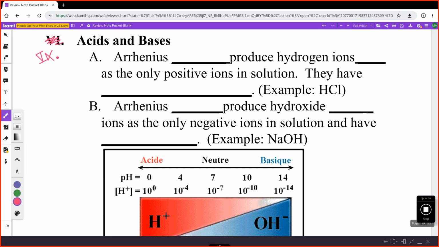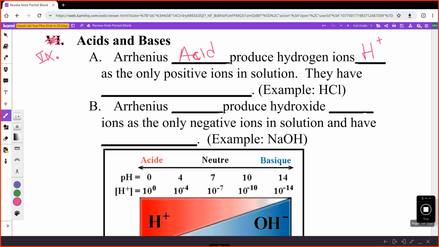So, let's do it. In acids and bases, there is a main theory that the Regents likes to use, and it's called the Arrhenius theory. And this was the first acid and base theory that really came about. The Arrhenius acid part of this means that anything that produces a hydrogen ion, H+, will be called an Arrhenius acid. That's the only positive ion in the solution is H+. That substance must be an Arrhenius acid.